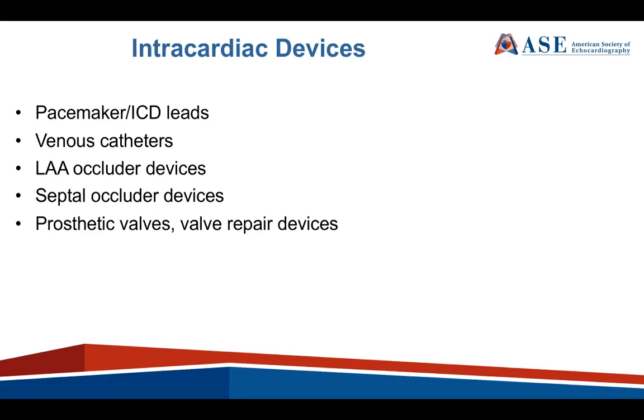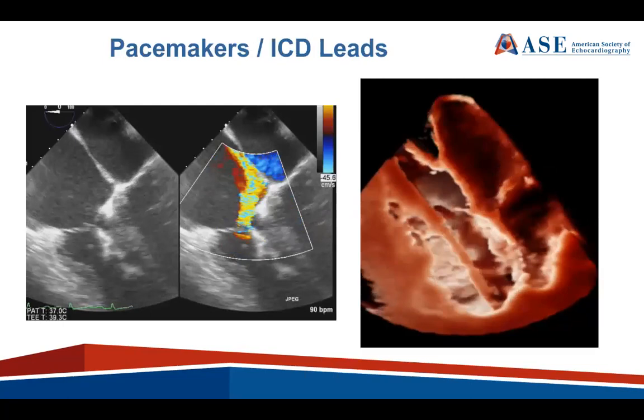But turning our attention now to intracardiac devices that sometimes can be mistaken for masses or intracardiac masses. This obviously can happen with poor imaging or incomplete imaging, and occasionally if there are complications from intracardiac devices. Generally, these devices include pacemaker and ICD leads, venous catheters, left atrial appendage occluder devices, septal occluder devices, prosthetic valves, and valve repair devices, and also transcatheter therapies as well, which is an upcoming field.